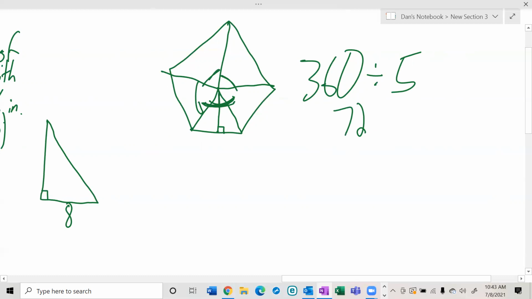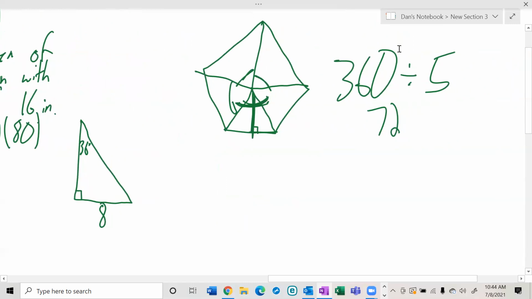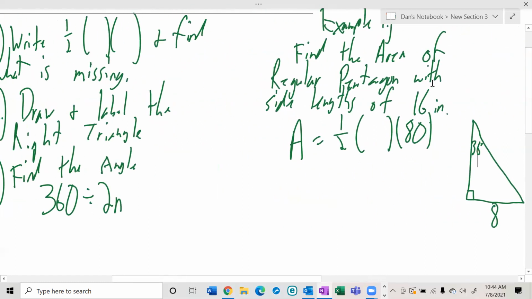But this triangle is half of that. What's half of 72? 36 degrees. Now, instead of doing that in 2 parts, we did twice the number of sides, right? So if the number of sides is 5, we do 360 divided by 10. Because see, he did divided by 5, then divided by 2. So you could do that if you would like to. You could do divided by the number of sides and then divided by 2 if you would like. That's the same thing as saying 360 divided by twice the number of sides.